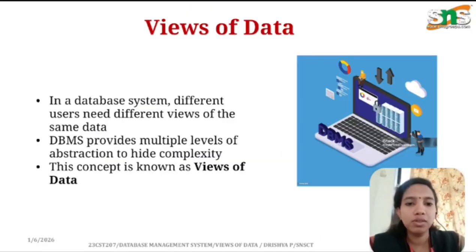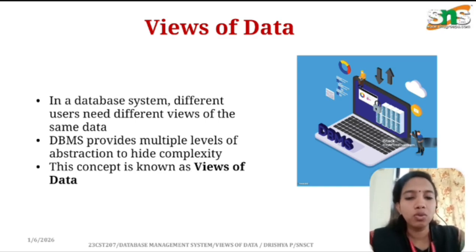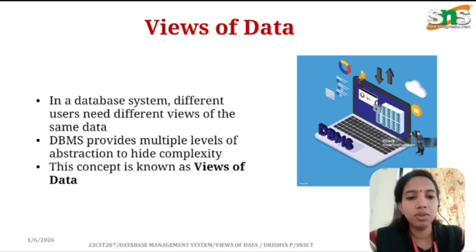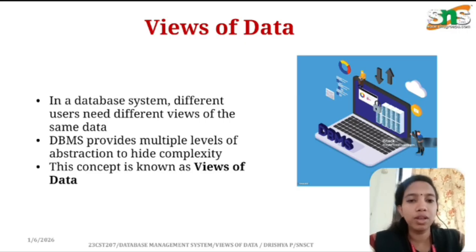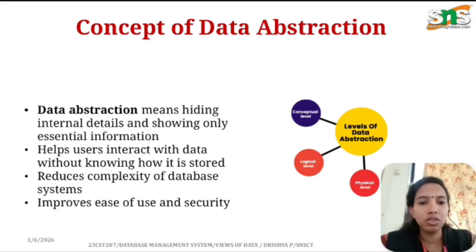In a database system, different users need different views of the same data. DBMS provides multiple levels of abstraction to hide complexity. This concept is known as view of data. The view levels are of three types. The same data is viewed by different users in different ways, so that is the main purpose of the views of data.